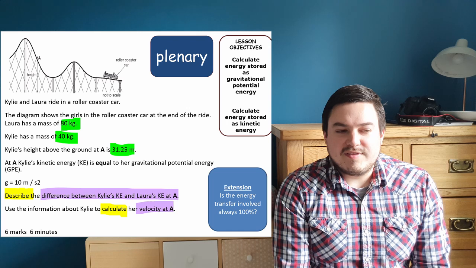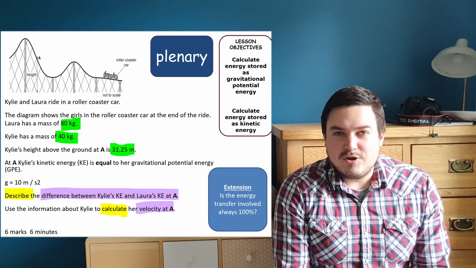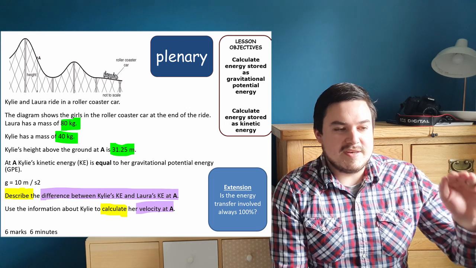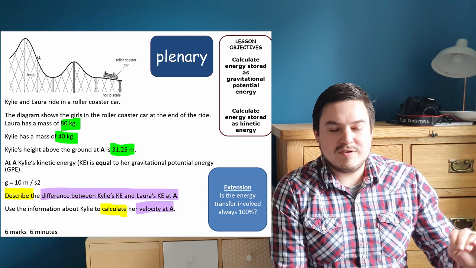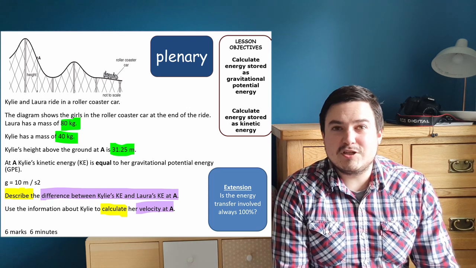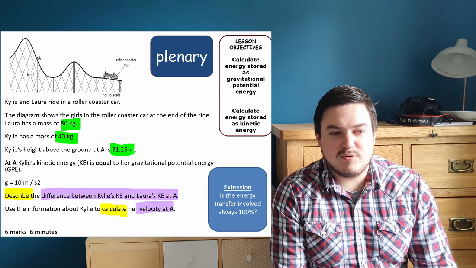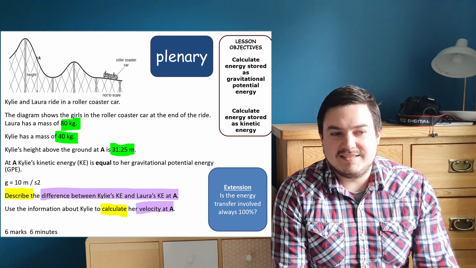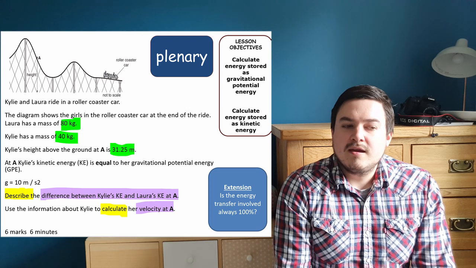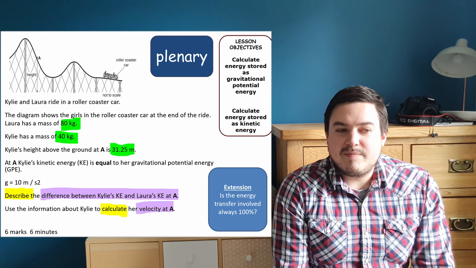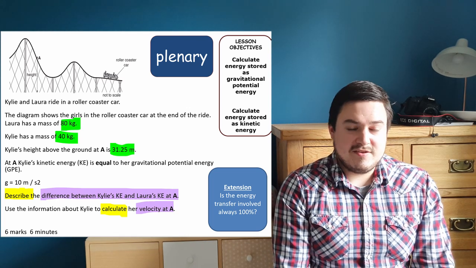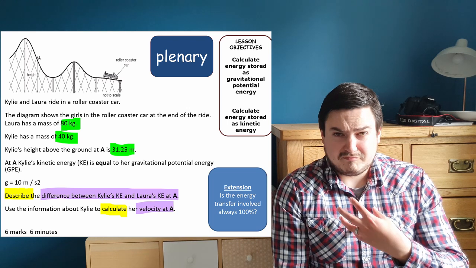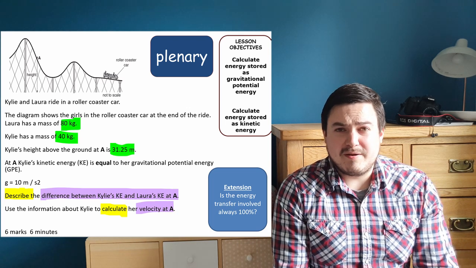So to start off with then, you should be planning what you need to do next. We need to make sure we describe the difference between Kylie's kinetic energy and Laura's kinetic energy. So we need to talk about the difference between those 2 things. But our first point is to make sure we make a statement about how those 2 things are different. That may be just you describing the size of one, the size of another. You can use numbers to do so. Or you can describe a relationship or a pattern.